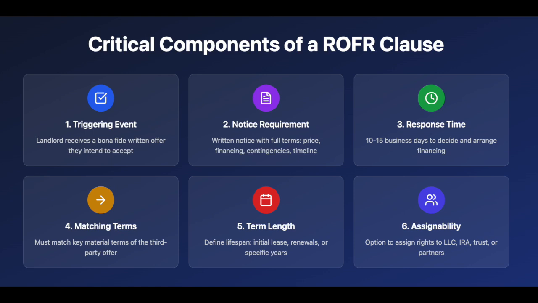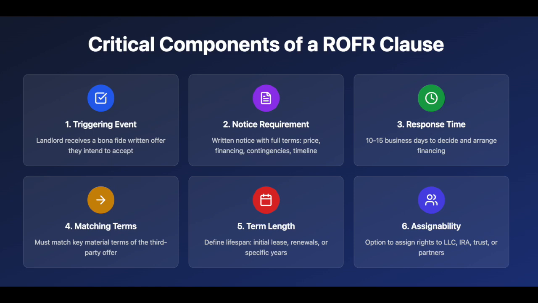What actually activates it, right? Usually, like we said, it's the landlord getting a bona fide written offer from a third party that they actually intend to accept. So it can't just be them idly wondering about selling. It has to be real. Correct. Real intent, real offer. Second, a clear notice requirement. The lease has to oblige the landlord to tell you, promptly and in writing, about that offer.